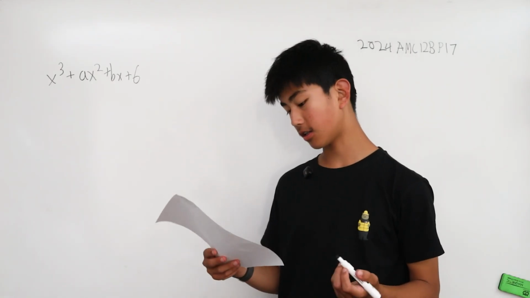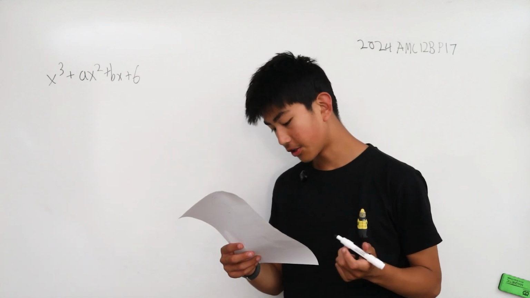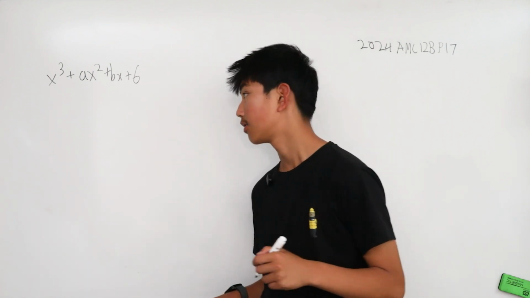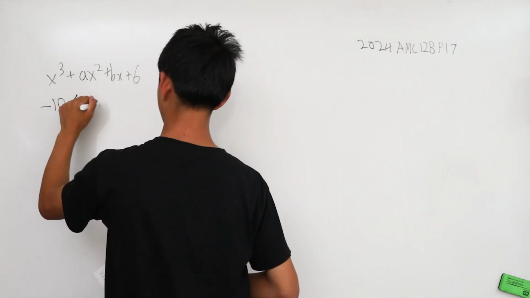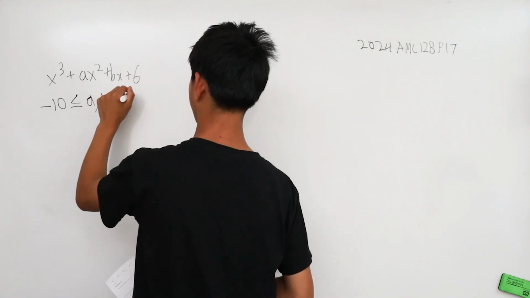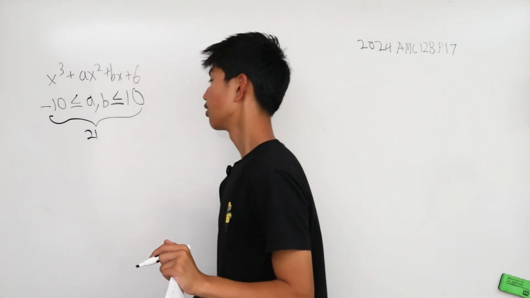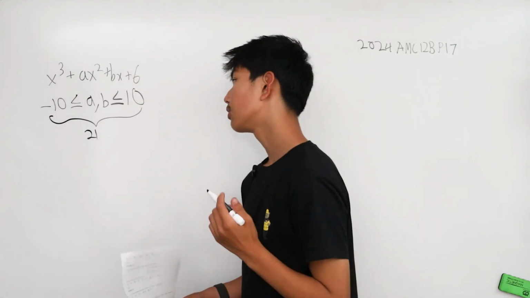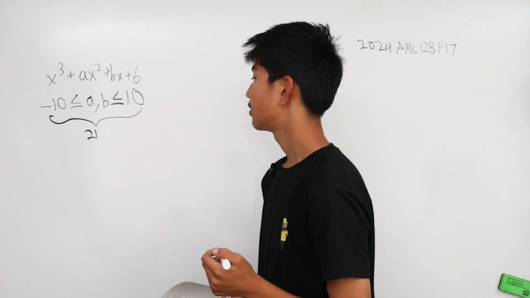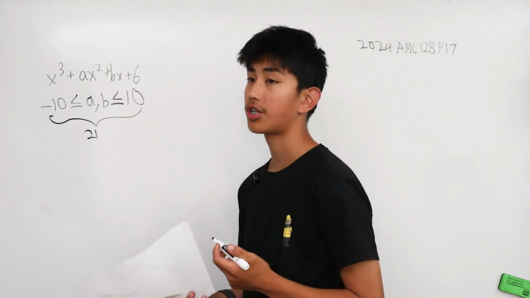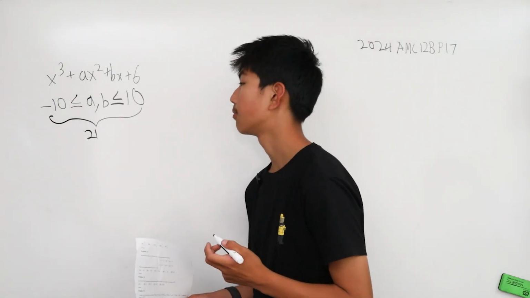First, we see the set of integers with absolute value not exceeding 10. That means a and b are greater than or equal to negative 10 but less than or equal to positive 10. So in this set, we have 21 possibilities for a or b. We get 21 because we have to include the 0. Counting from 1 to 10, that's 10 integers, and likewise from negative 1 to negative 10, and you need to include the 0.